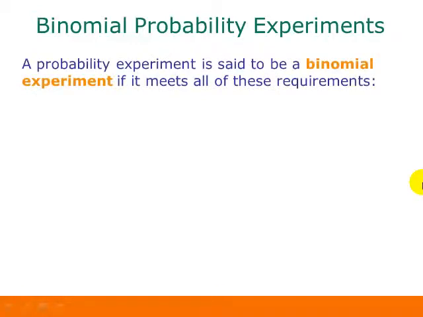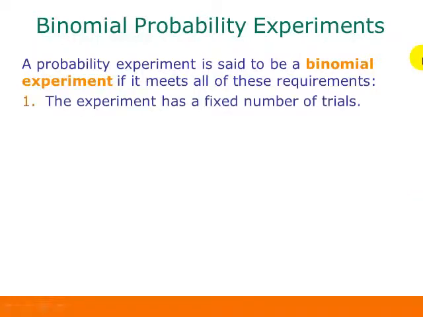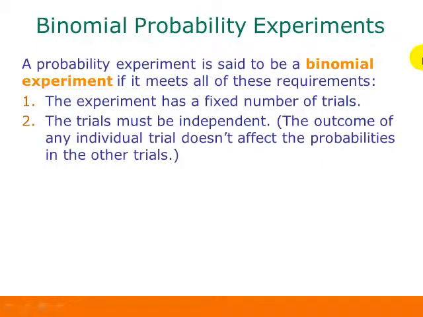So if we have an experiment, we call it a binomial experiment if it meets these requirements. First of all, the experiment has to have a fixed number of trials. So maybe we have 5 trials, or 10 trials, or 100 trials, but it's not an unlimited number of trials. The second requirement is that the trials have to be independent. That means that the outcome of any one individual trial doesn't affect the probabilities in the other trials.